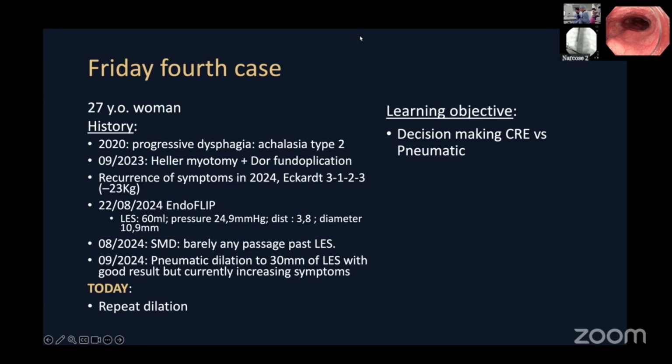Her swallow, an English barium swallow, showed no passage past the lower esophageal sphincter, and therefore she has already had a pneumatic dilatation to 30 with a good result, but the symptoms are back. So the plan today would be for doing a bigger pneumatic dilatation.